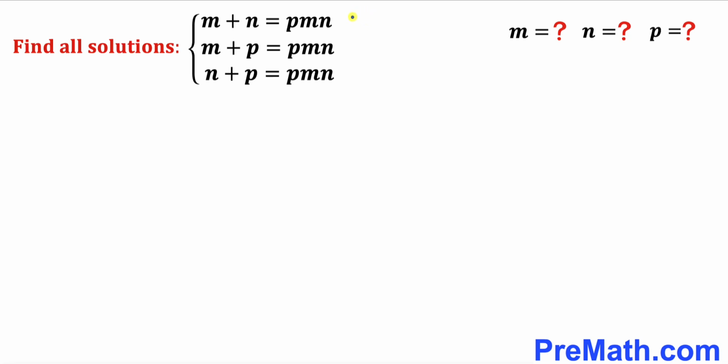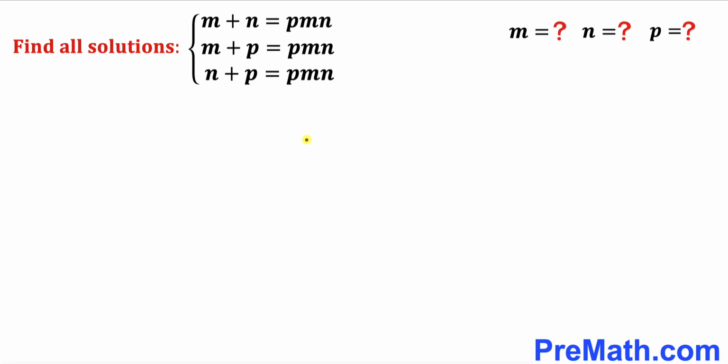And here are our three equations. The first one is m plus n equals p times m times n. The second equation is m plus p equals p m n. And finally, the third equation is n plus p equals p m n. In other words, we are going to solve for m, n, and p.